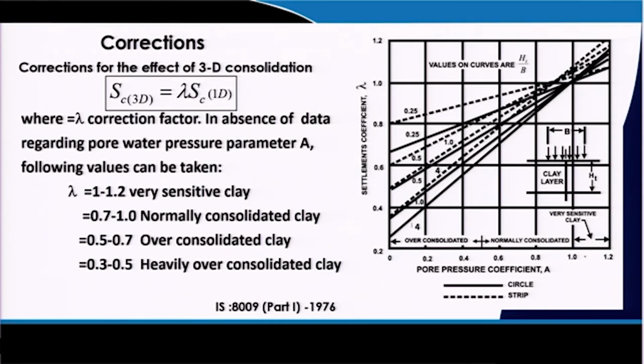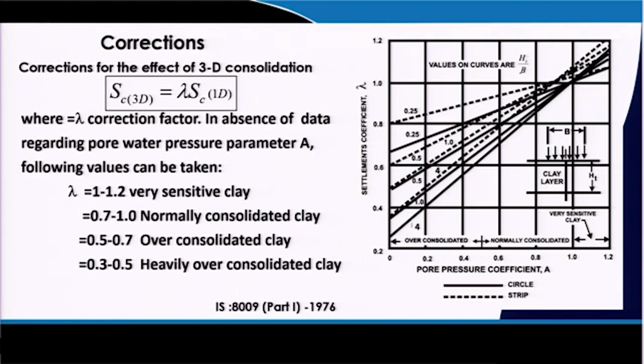In this chart you can see the pore pressure parameter A, and you know that there are two parameters, pore pressure parameters A and B. So it is in terms of pore pressure coefficient A. If A is 1 to 1.2, then it is very sensitive clay, 0.5 to 1 is normally consolidated clay, and 0 to 0.5 is over consolidated clay. I have discussed what normally consolidated clay and over consolidated clay are.